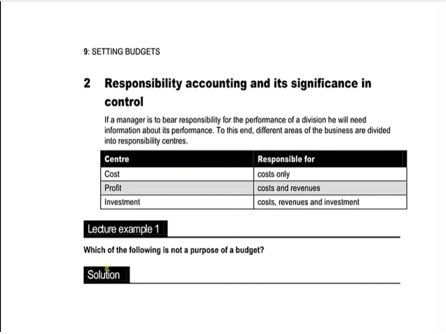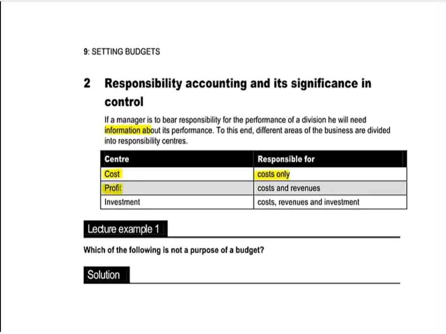So the second objective then for the planning and control cycle was responsibility. And if a manager then is going to be responsible for the performance, then they need to have information about the performance. And businesses will be split up then into different types of responsibility centres. And what they're responsible for will vary. So in a cost centre then, for example, service centre, the manager will be responsible for controlling and keeping costs down as low as possible while maintaining the level of service.